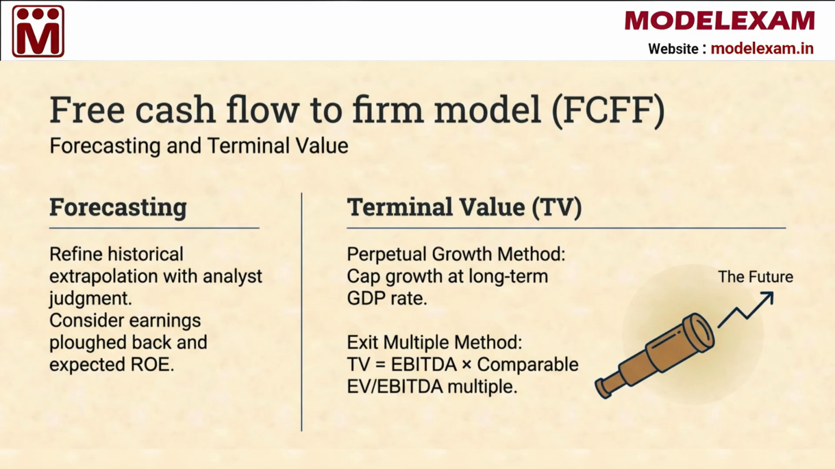Forecasting these numbers requires careful judgment. We refine historical trends with analyst insights, considering factors like how much earnings are plowed back into the business. For the terminal value, which represents the future beyond our forecast, we can use the perpetual growth method, capping growth at the long-term GDP rate. Alternatively, we can use an exit multiple method where the terminal value equals EBITDA multiplied by a comparable multiple.